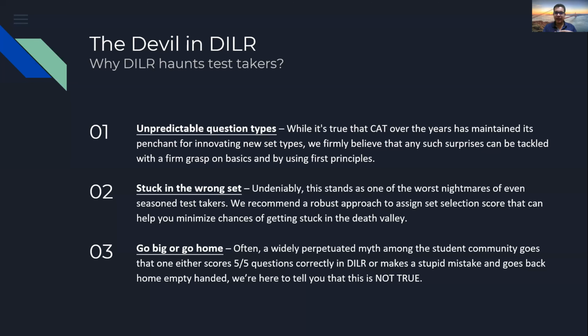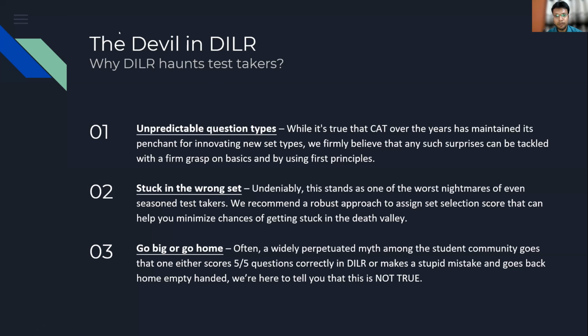So for this, all of us in the panel have our own approach to how we select the set, right? And this approach that we're going to talk about is something we have derived over the years of practicing hundreds and thousands of sets. So, I'll recommend Bhaskar and Mridul, if you can share your approaches, how you assign the score to every set, right? And how do you decide which set to choose and which not to? That would really help the test takers minimize their chances of getting stuck in the wrong one. So Bhaskar, Mridul, can you walk them through your process?